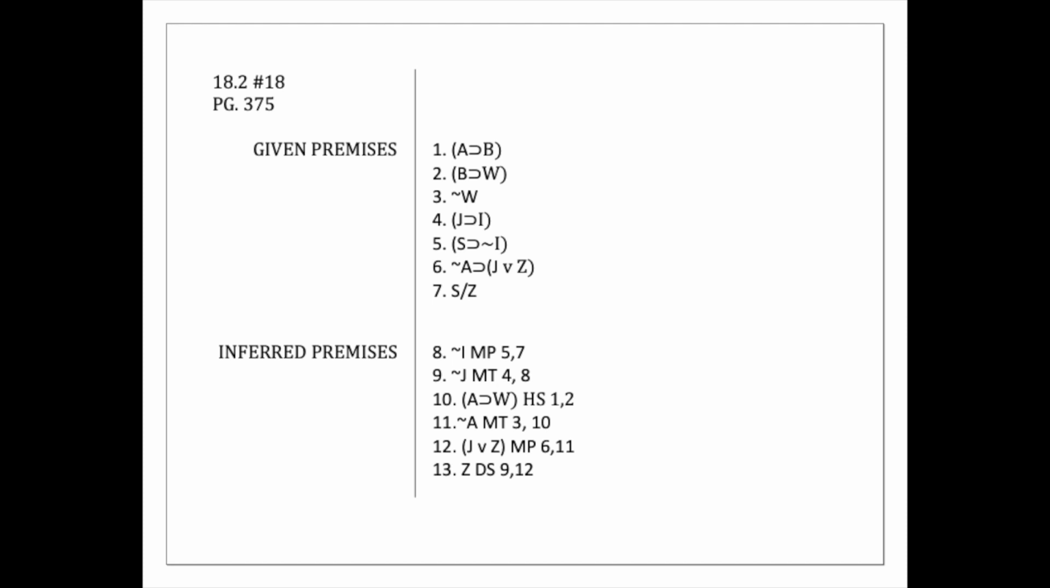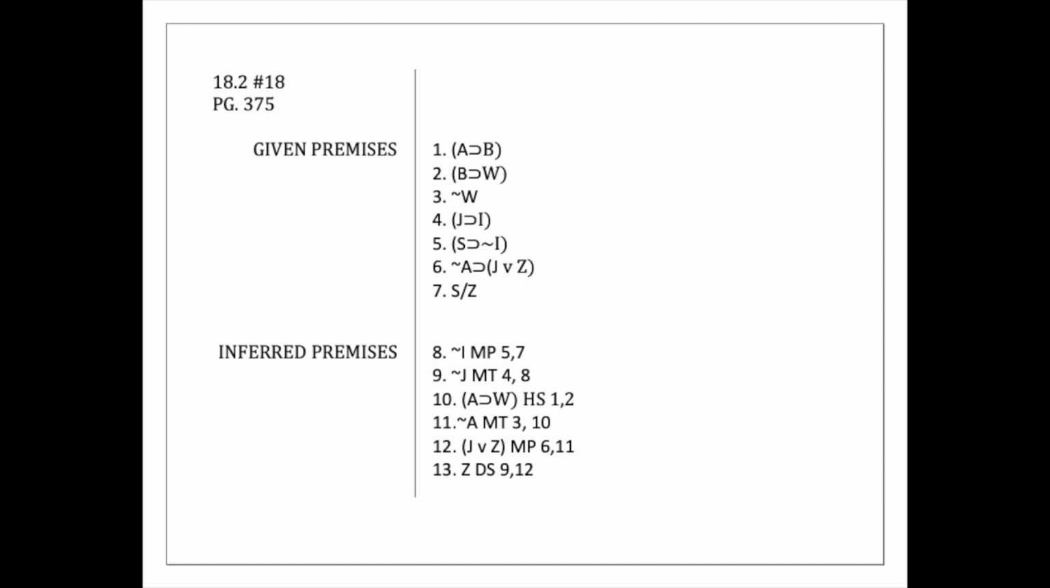If you go back up to premises 1 and 2, you'll see the means to perform a hypothetical syllogism. Premise 1 states, if A, then B. Premise 2 states, if B, then W. Because the consequent of the first conditional is the same as the antecedent of the second conditional, we can perform a hypothetical syllogism and infer if A, then W, based on hypothetical syllogism 1 and 2, as our inferred premise 10.